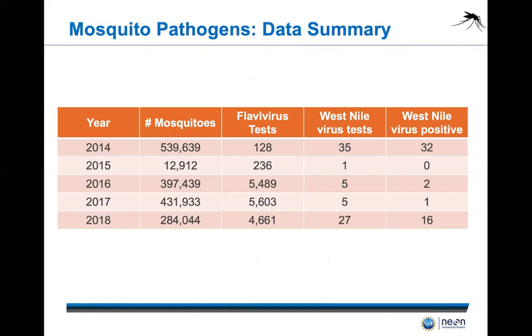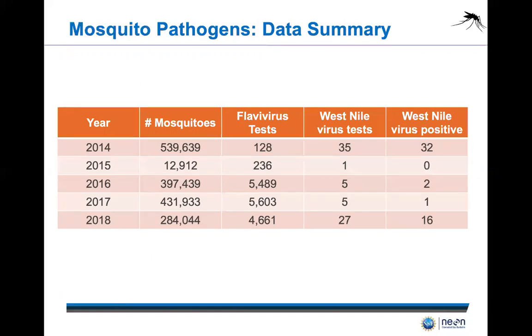So this is just a summary of the number of records that exist for different types of mosquitoes and pathogen data by year. So as you can see, we have a really robust mosquito data set with hundreds of thousands of mosquitoes that have been collected. And we test a smaller subset of these for pathogens. So I selected West Nile virus since that's one that a lot of people have heard of in the United States. And you can see we do up to about 5,000, 5,500 flavivirus tests in a given year.